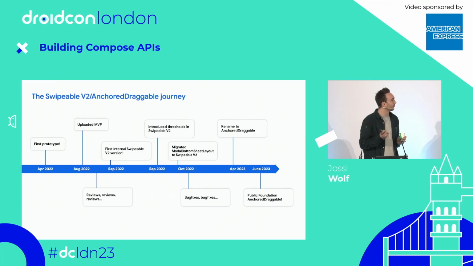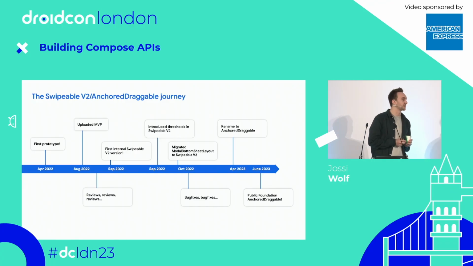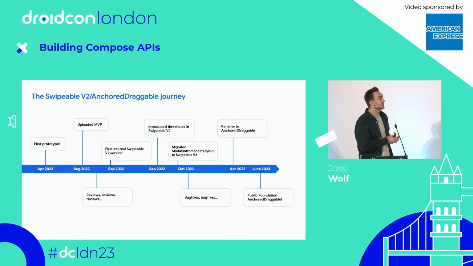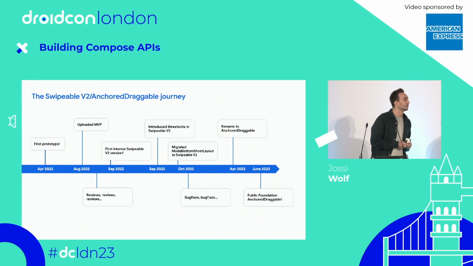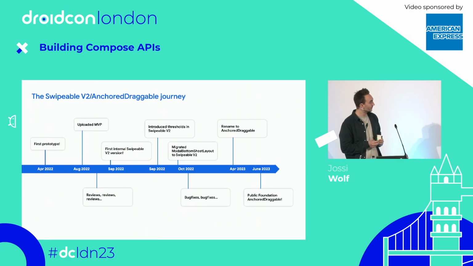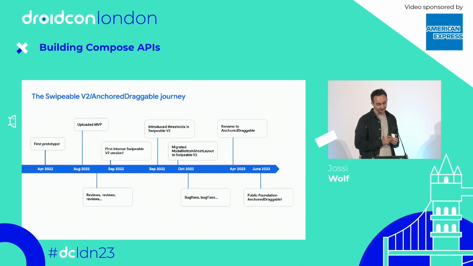We went from having a first prototype sometime early-ish last year to actually uploading the internal MVP, getting a ton of reviews and opinions from people, to having a first internal version where we specifically did not want to commit to the public API surface yet, introducing some more concepts, so iterating, and then migrating some of our own internal components to the new API. Ton of bug fixes, because it turns out when you build stuff, things break. And finally, we decided on the name and made it public very, very recently.